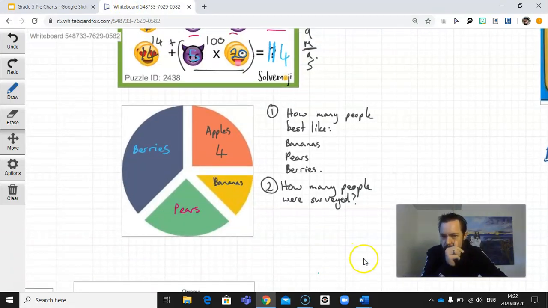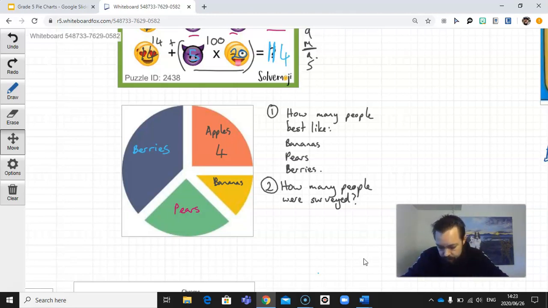So I've got a graph here. I picked fruit that people liked as what we were looking at. And the only one where I've said how many people liked it was apples. But we're going to be able to work everything else out based on the sizes of the various pieces.